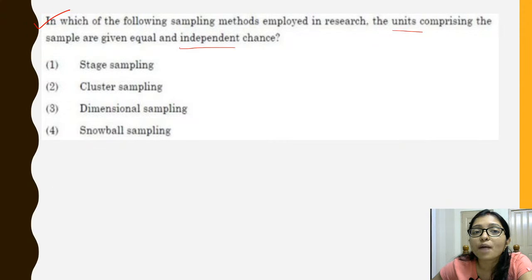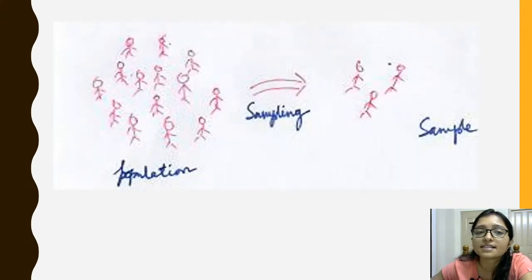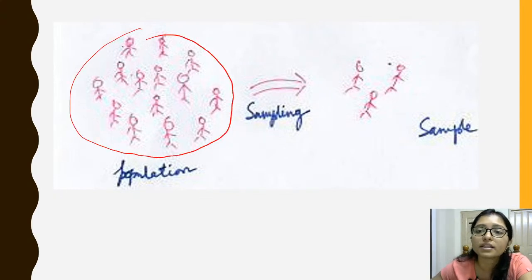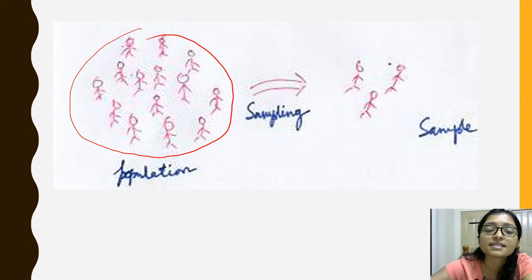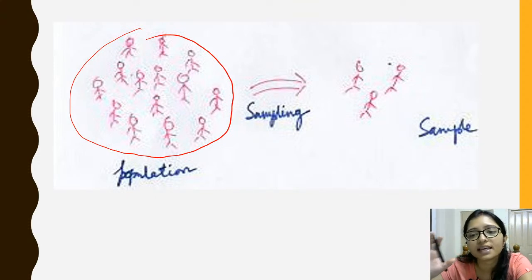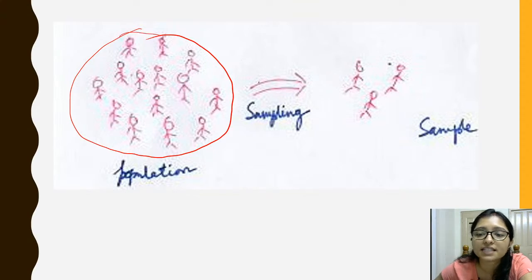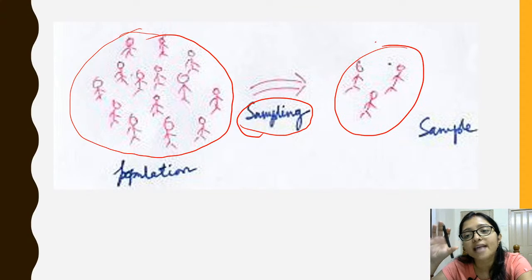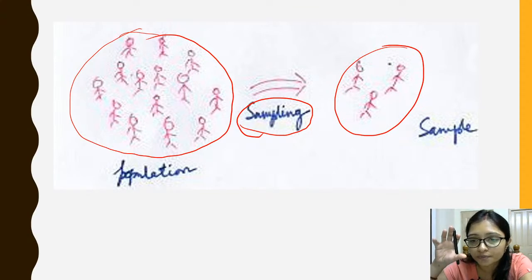Okay, so sampling means what? Sampling means, you can see this is the person, all the persons are there, that is the population. Now from this population you are selecting some data, that is the sampling, and these are the sample, which will be the exact data that you want.